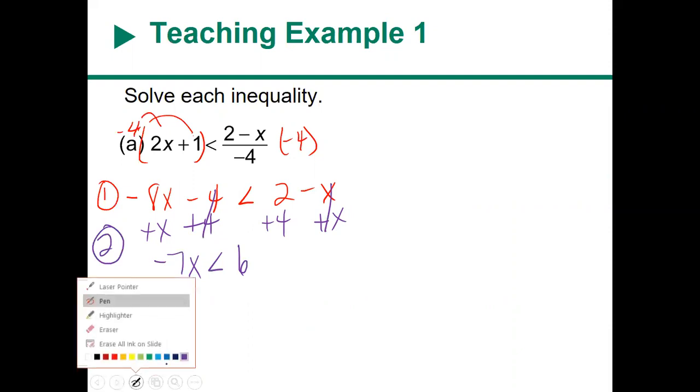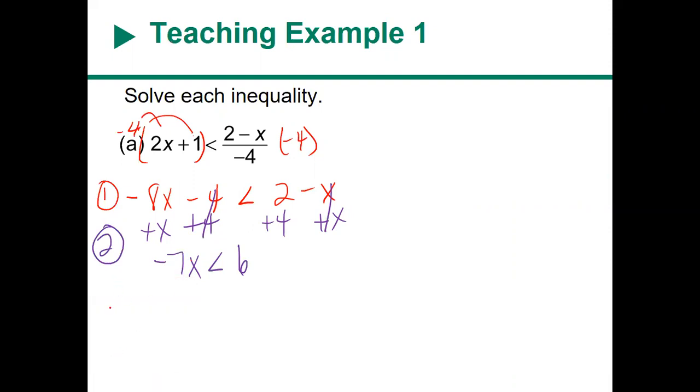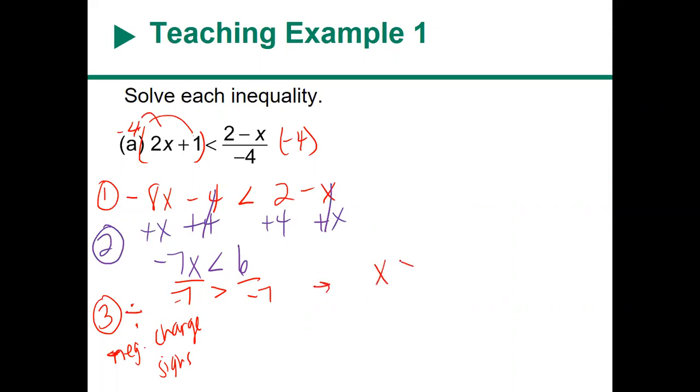Now this is a key part here. After you've moved, you're now down to dividing. If you divide or multiply by a negative, it's going to change the signs. Negative changes signs. So I'm dividing by -7, which means that instead of this being a less than, it's going to become a greater than. So this leads to x is greater than -6/7.